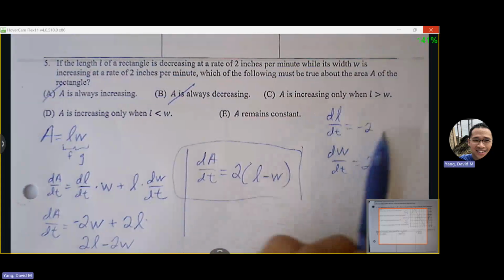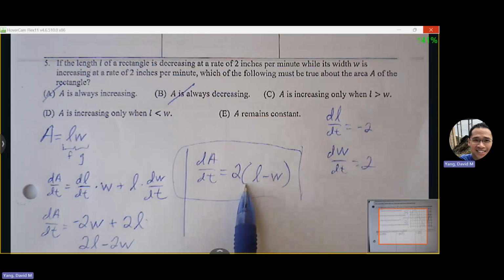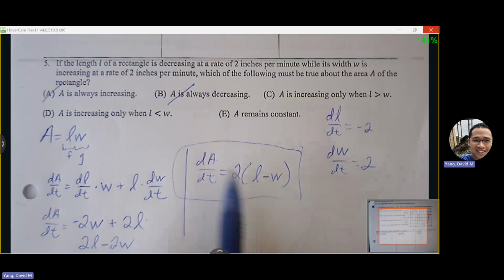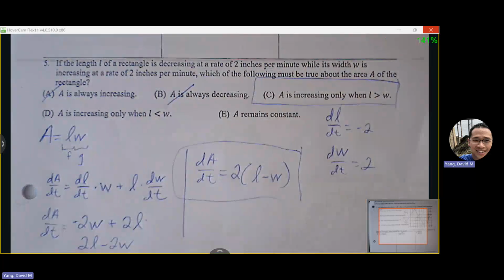A is increasing only when L is greater than W. True or false? This is true, right? If L is greater than W, that will guarantee this is positive. 2 times positive is still positive. dA/dt is always positive. So this is the one that fits.